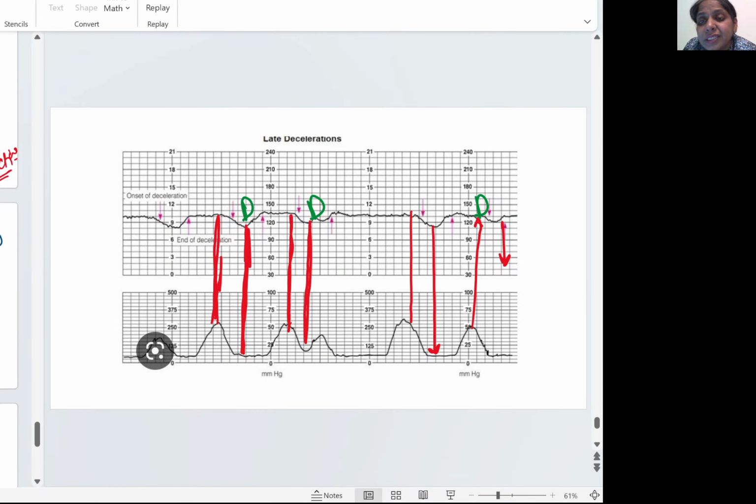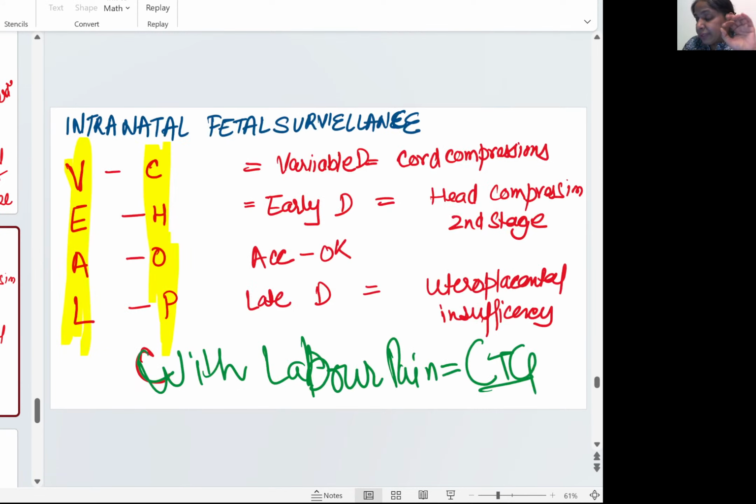Okay, now let us see the causes. Variable deceleration is seen in cord compression. When the cord is compressed, there is variable deceleration. Early deceleration is seen when there is head compression, when the head is compressed by vaginal distension in the second stage. Late deceleration is seen in uteroplacental insufficiency.